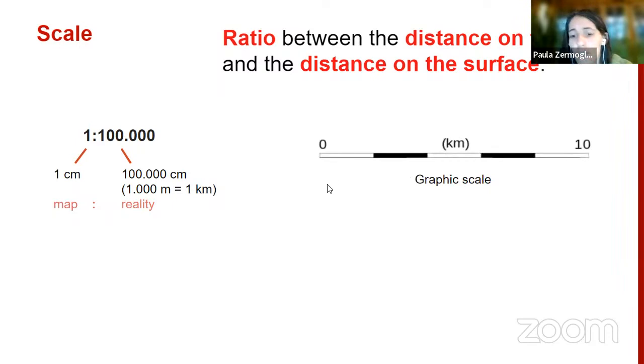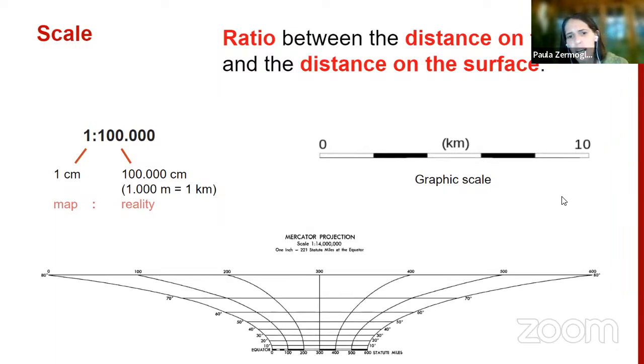If we look on the maps, we will usually find a graphic scale, which we can measure. On my screen, I'm not sure how much it measures, but on the map, it usually measures a centimeter. And we have here how many kilometers that centimeter is representing. So we have a graphic scale.